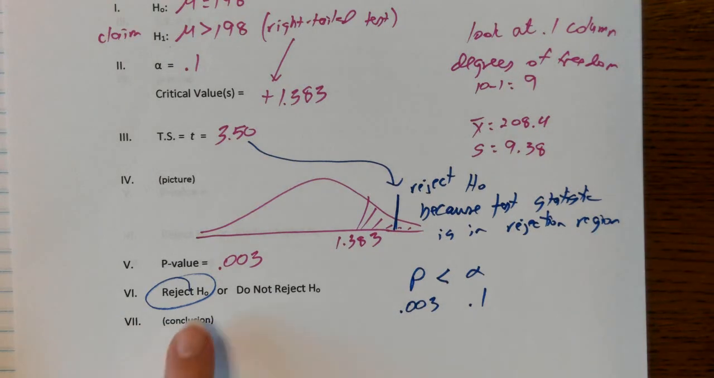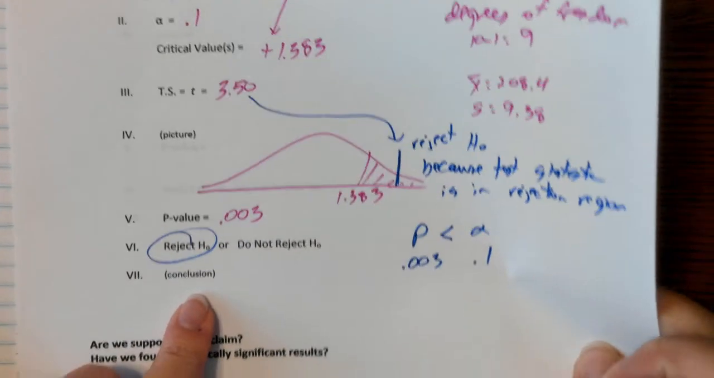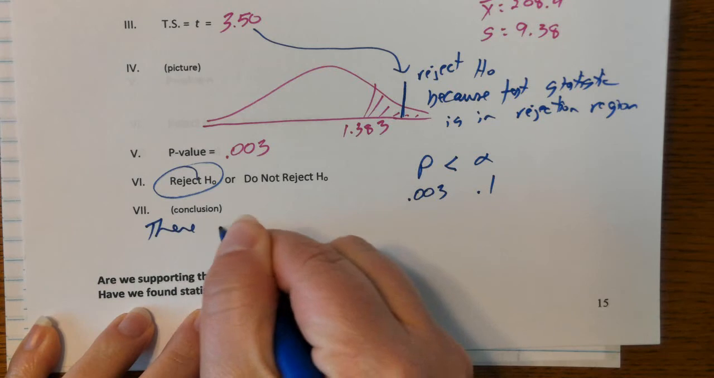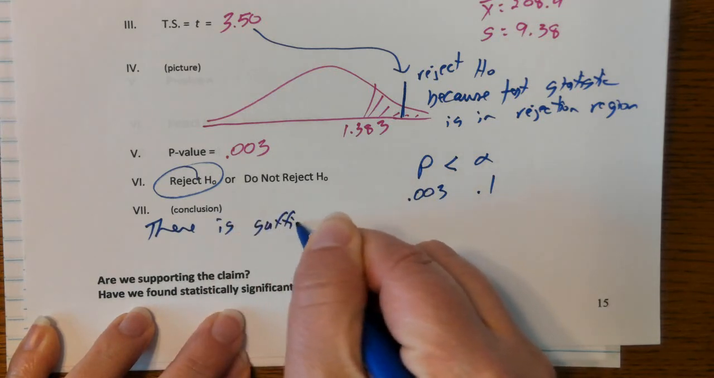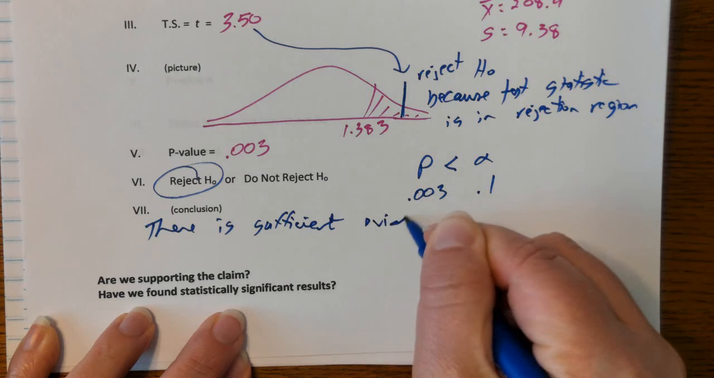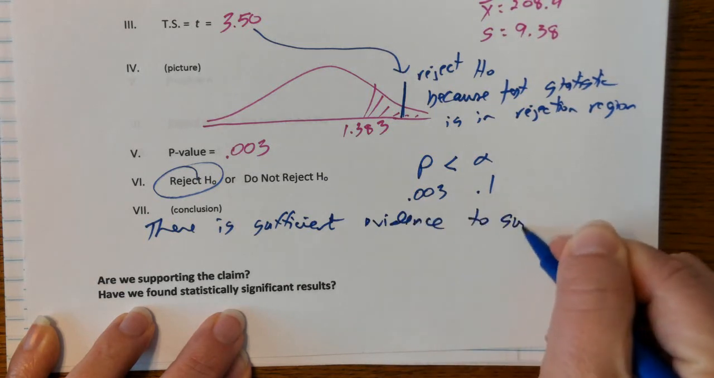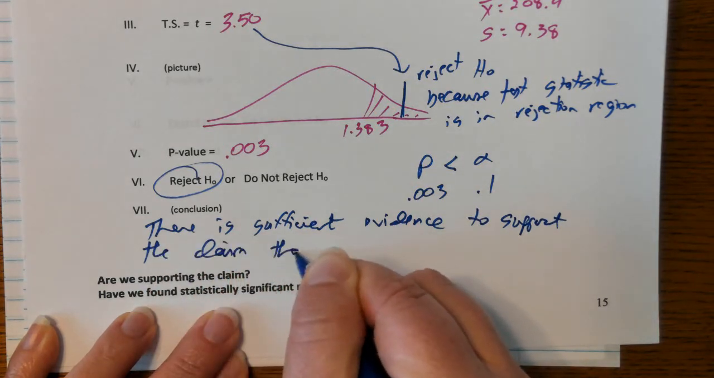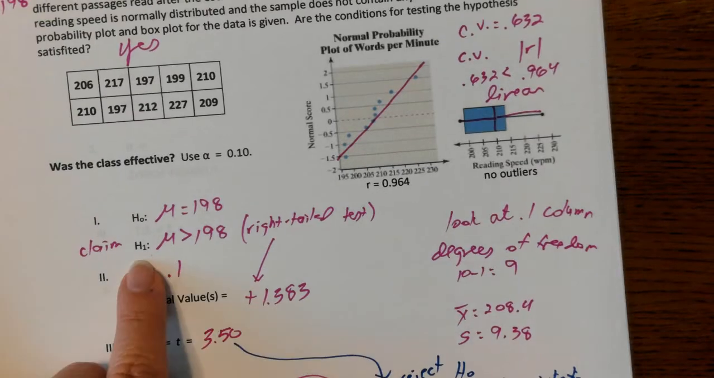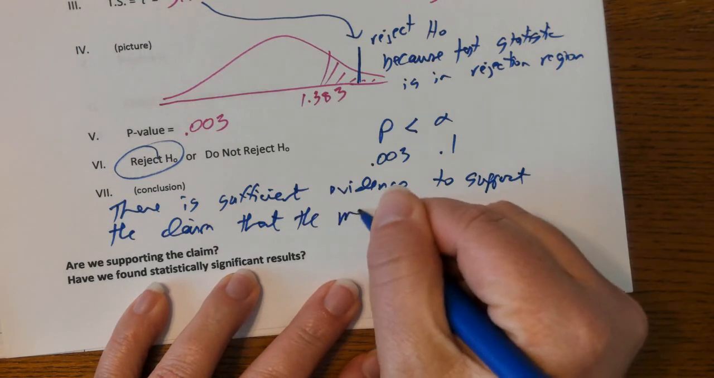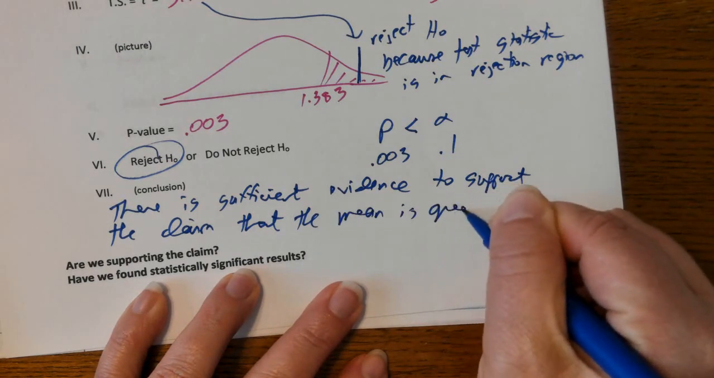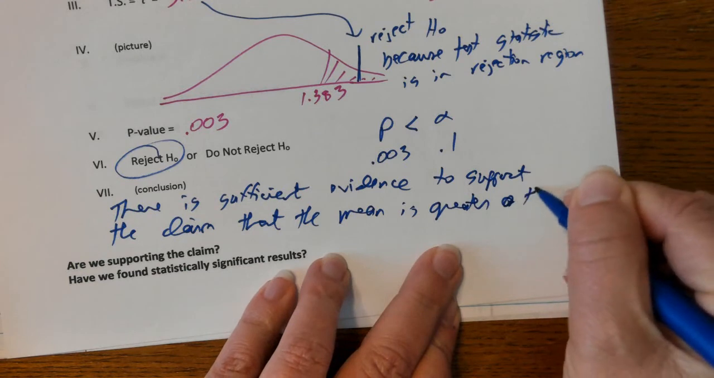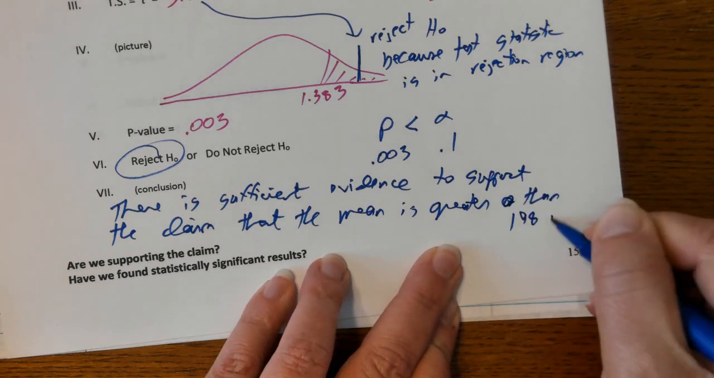Conclusion. Since we did not circle the word not, we will not write the word not. Not is left out. It's going to be left out of our sentence too. So there is sufficient evidence to support the claim that what? Well, what was our claim? Our claim was that the mean would be greater than 198 words per minute.